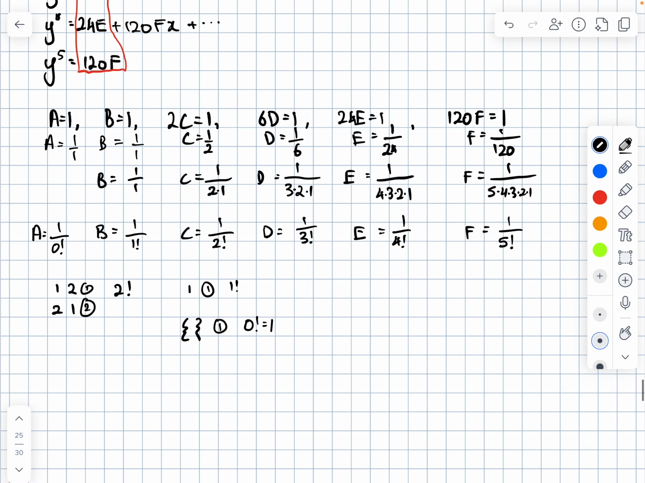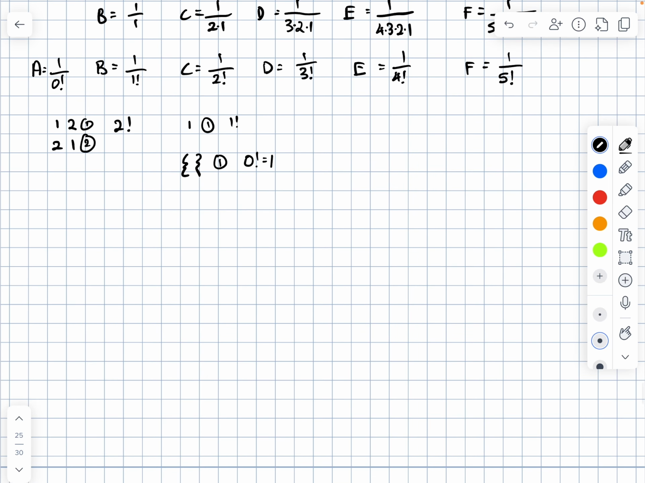With this repeating pattern, we'd then expect the next value to be 6 factorial, then 7 factorial, and so on. Putting this all together, we then get our polynomial: y equals just the 1, plus x, plus x squared over 2 factorial, plus x to the power 3 over 3 factorial, plus x to the power 4 over 4 factorial, plus x to the power 5 over 5 factorial, and this will just keep going on forever until you get to x to the power n over n factorial.